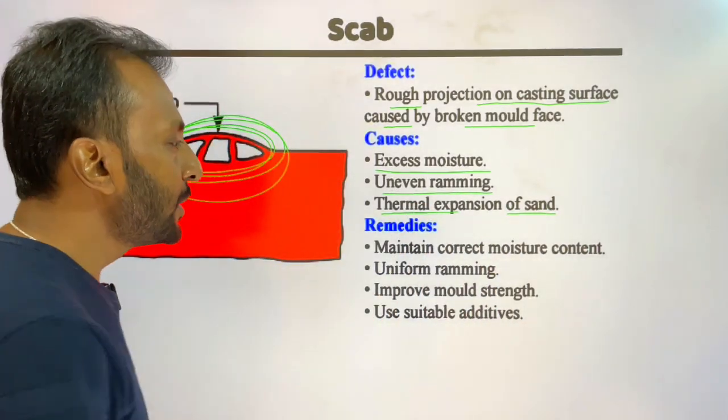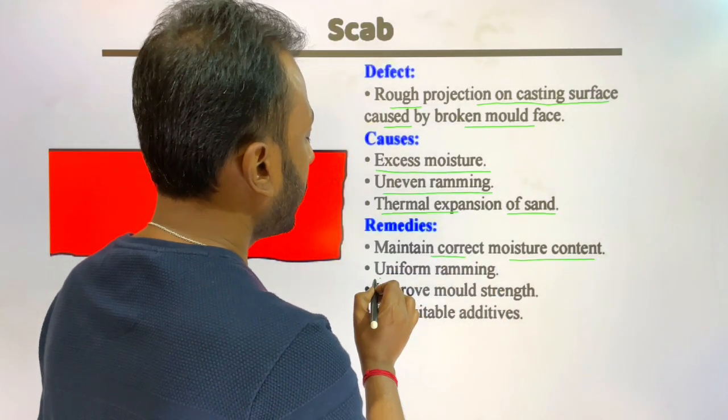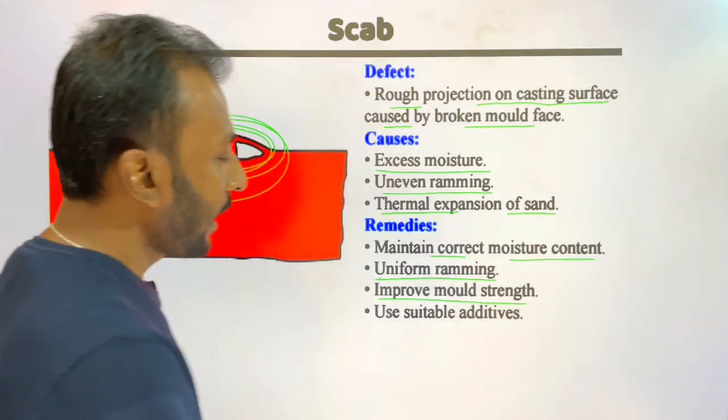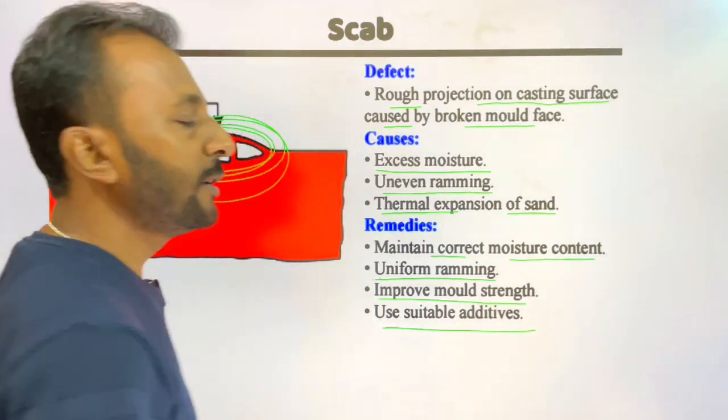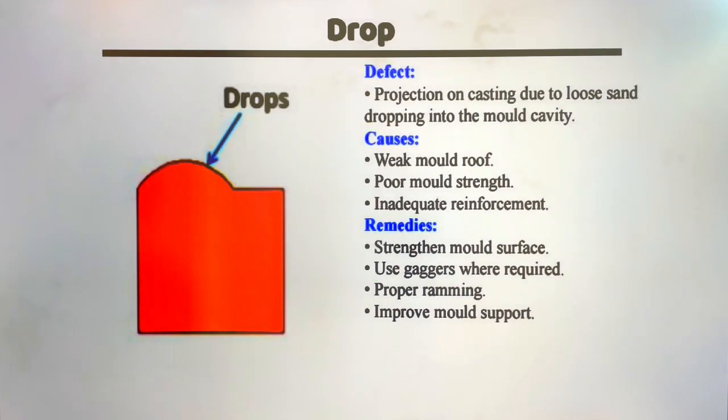So what are the remedies? We have to maintain correct moisture content. We have to ram uniformly. We have to improve the mold strength, and we have to use suitable additives with the molding sand. So next is the drop defects.